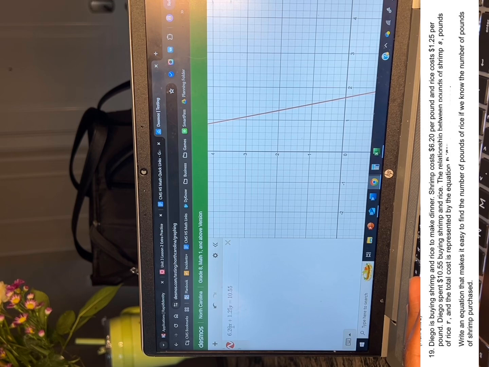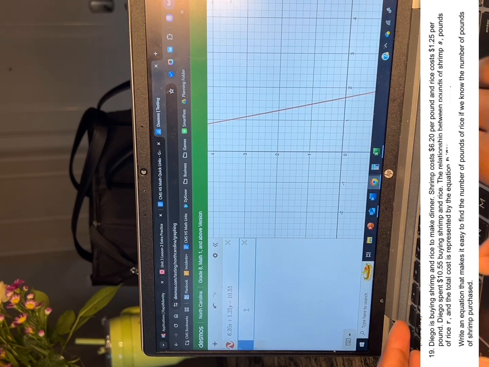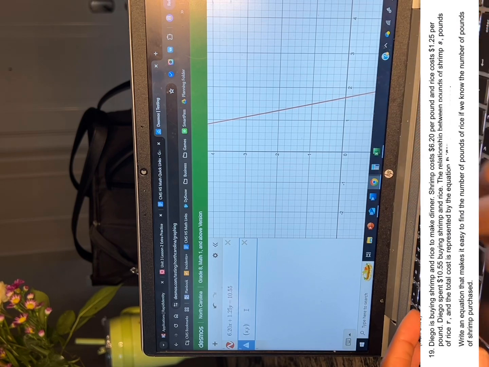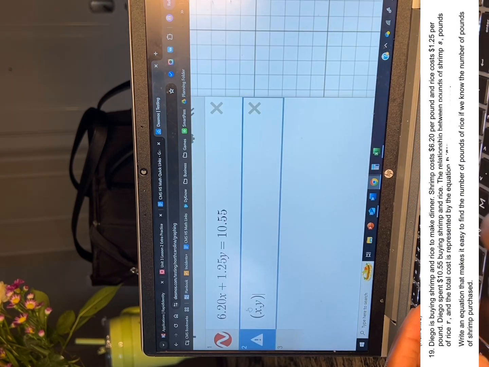Now, this X, let me put a little something right here. If my coordinate is X, Y, right? That's how coordinates are laid out. This X is the same as this X. So if I have a coordinate point, this X represents my shrimp. This Y represents my rice.